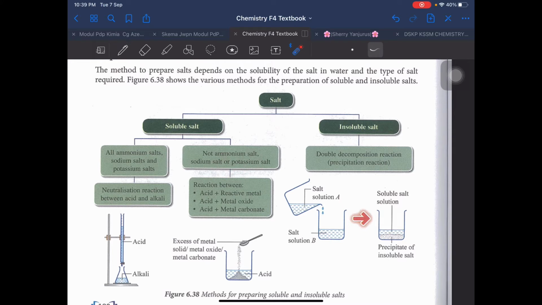So, what you do? Put acid di dalam beaker and then you put sama ada reactive metal kah, metal oxide kah, atau metal carbonate. Begitu. Okay? I will explain to you about soluble salt dululah.